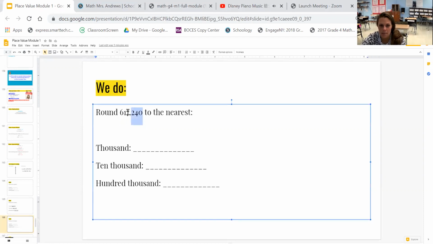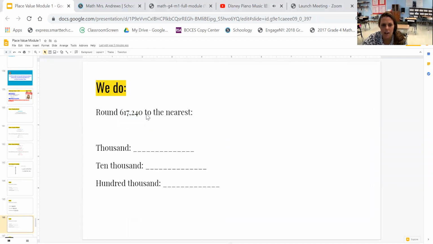You have a different problem. I can try to make this bigger if you need it, or change the color so you can see it better. But round 617,240 to the nearest 1,000. Then you'll go back to this number, round it to the nearest 10,000, and so forth. If you want to pause your video, I'm going to go through and just start solving them. But you can pause your video and solve it and then check back.